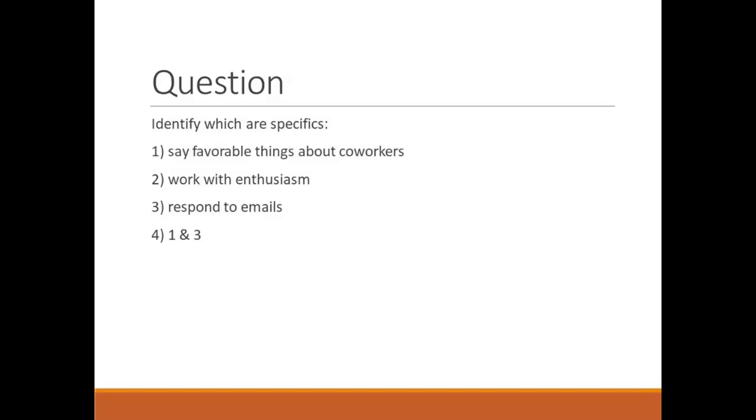All right, so the correct answer here is number 3, and I'm going to break that down for you guys. So when you're thinking of fuzzies, those are things that you can't really show. They're not specific, so we can't measure them. We don't know what might be meant. So in number 1, the fuzzy word would be favorable. What is favorable for me might not be favorable to you. And then number 2, the fuzzy word is enthusiasm. What is enthusiastic to me looks different than what is enthusiastic to you. Whereas number 3, respond to emails, we can all agree on what that would look like.